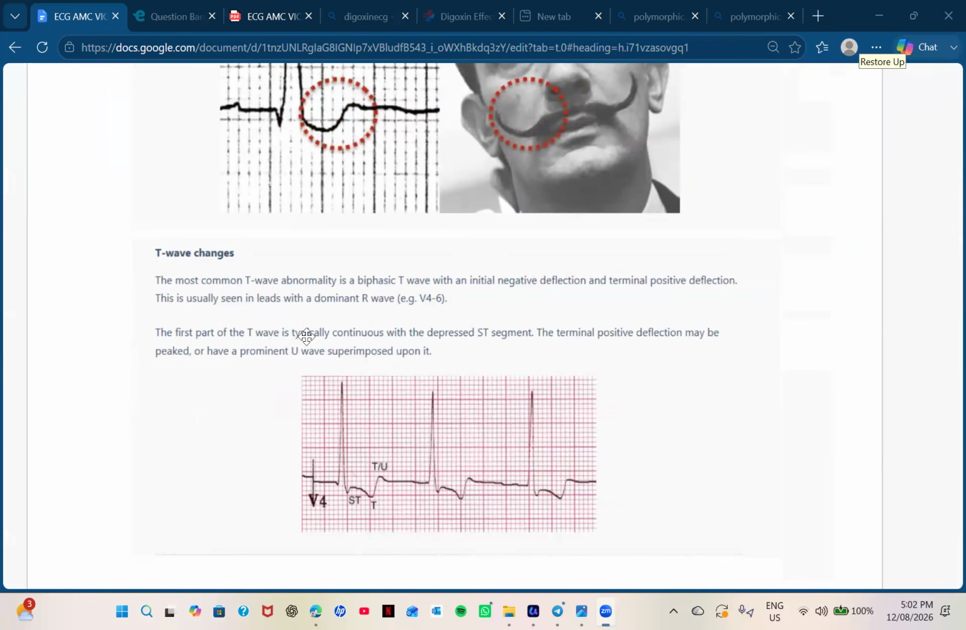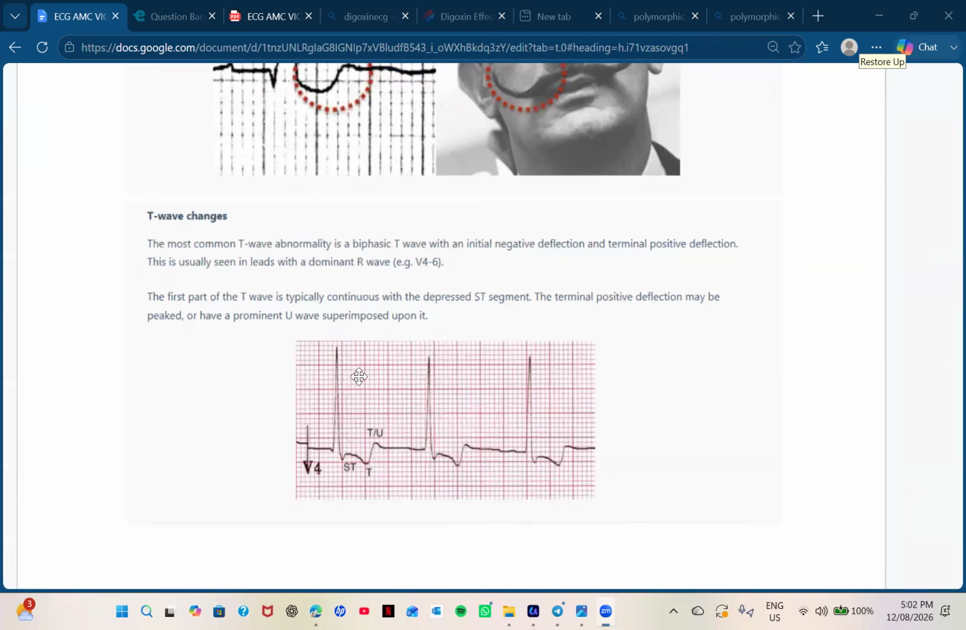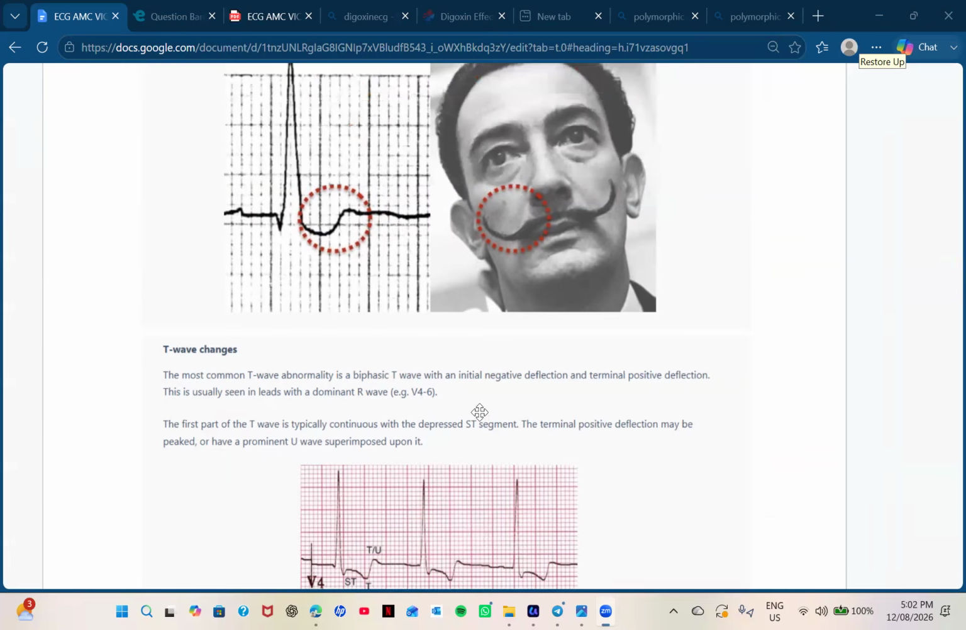The most common T wave abnormality is a biphasic T wave with an initial negative deflection and a terminal positive deflection. This is usually seen in leads with a dominant R wave. The first part of the T wave is typically continuous with the depressed ST segment. The terminal positive deflection may be peaked or have a prominent U wave superimposed upon it.